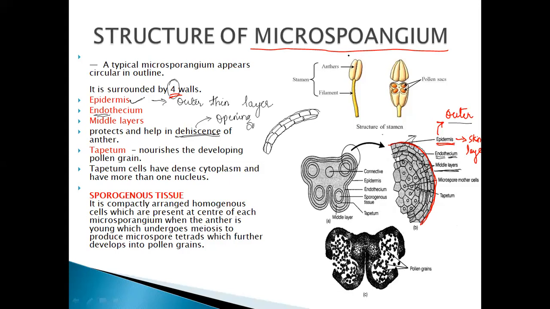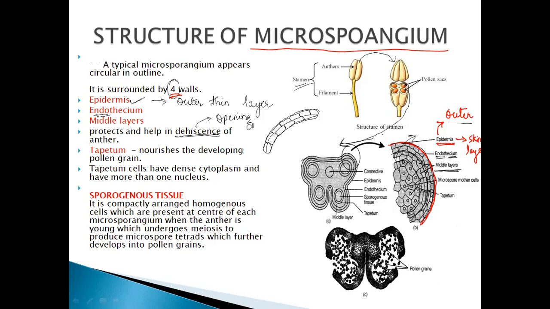Now where is this microsporangium present? This microsporangium is present in the anther. Anther and filament together are called a stamen. When you take this anther and take a transverse section of it, you find this tetragonal structure. Think that we are studying it through the microscope. When we see it in a magnified way, we see a tetragonal structure like this.